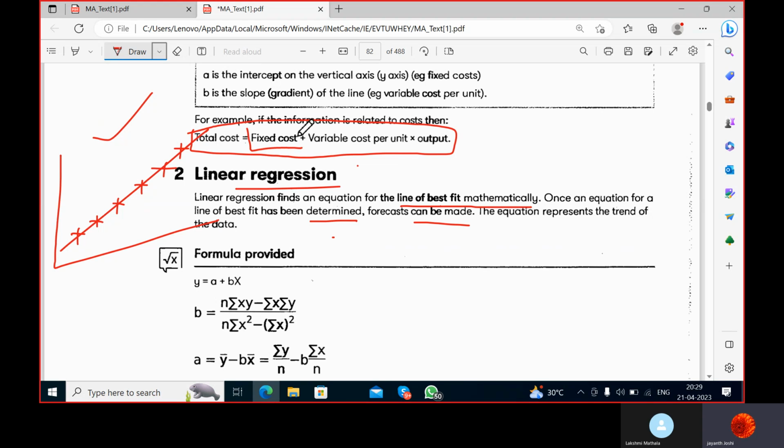How? This is not going to change for any output levels. This is going to be fixed because this is per unit variable cost. We have already seen the nature of the variable cost. Only this is going to change. And if this is going to change, this is definitely going to change. If you want to put some figures on this for a future estimate, you can get the estimate for this. Okay.